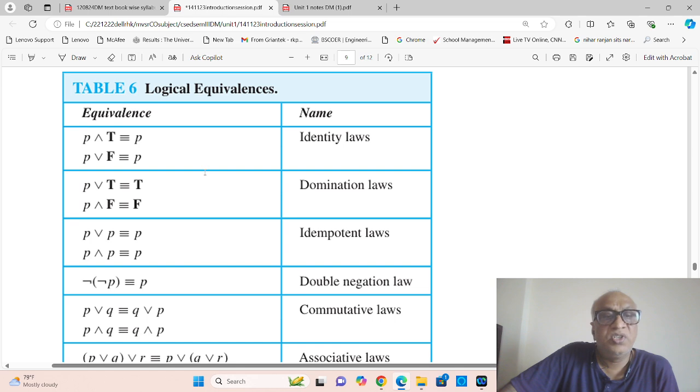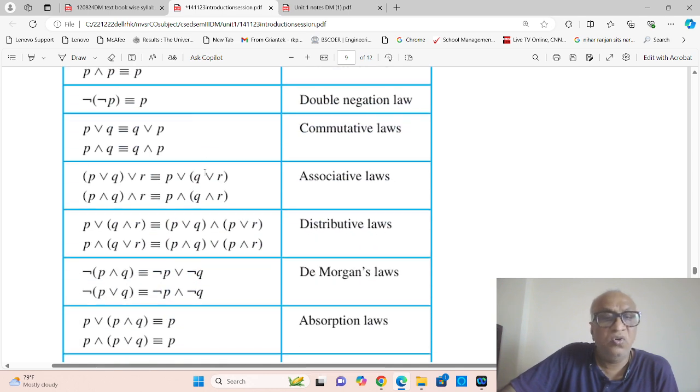These are a few of the logical equivalences. We'll go with the simplest, De Morgan's law: not (P and Q) implies not P or not Q. Not (P or Q) implies not P and not Q. Let us go for the commutative law: P or Q implies Q or P. P and Q implies Q and P.